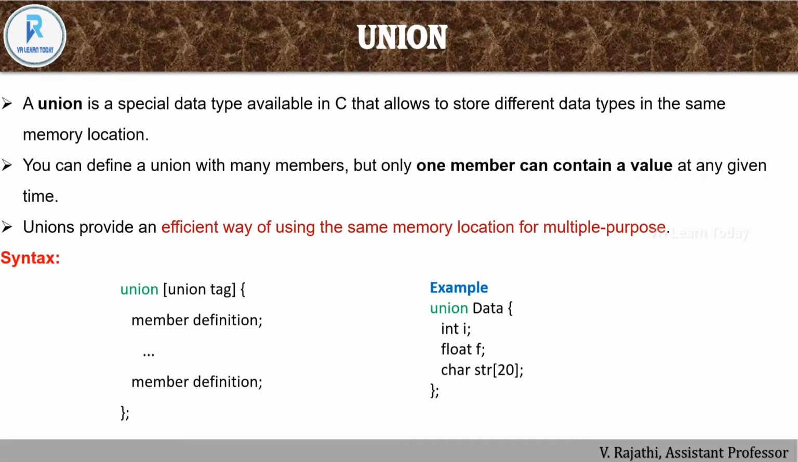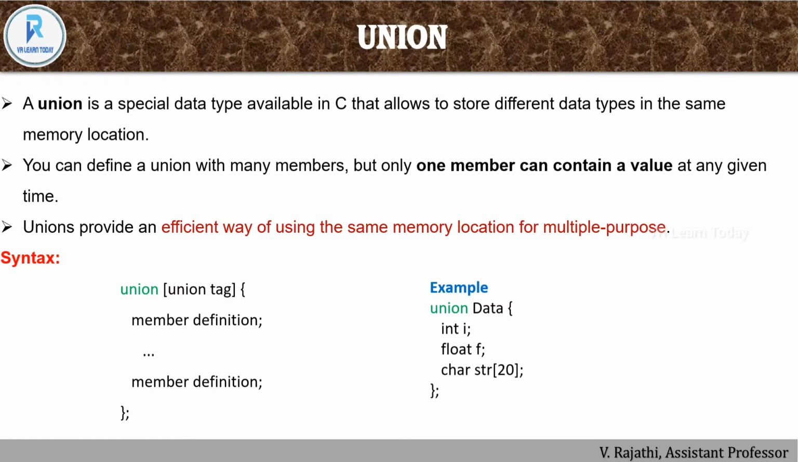Next we have to discuss union. A union is a special data type available in C that allows you to store different data types in the same memory location. This is the main thing: the same memory location. You can define a union with many members, but only one member can contain a value at any given time. So a union provides an efficient way of using the same memory location for multiple purposes.